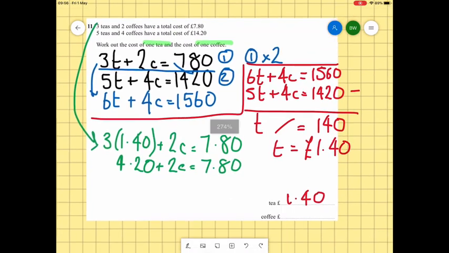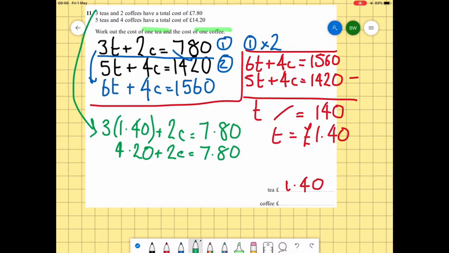So I'm going to have to minus the £4.20 from both sides. So 2c is equal to £3.60. And then to work out the cost of one coffee, half that, £1.80. Okay, so what I've done here, I've minus £4.20 from this side to get £3.60, and then divided by 2.